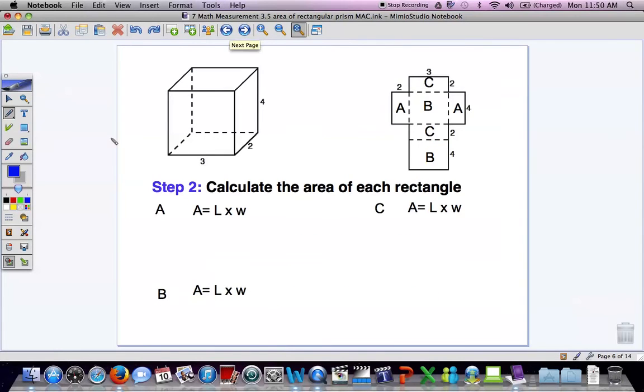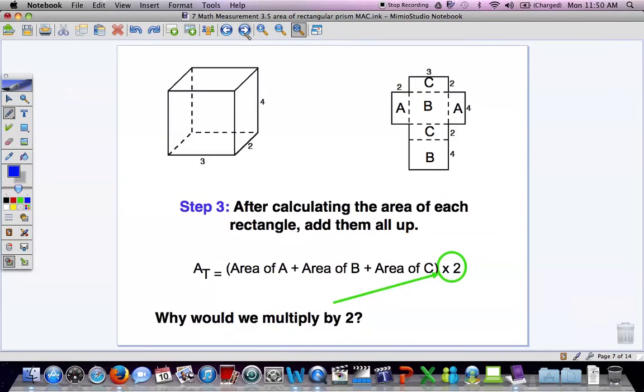So we calculate the area of each rectangle. So we're going to calculate the area of the A's, and it's just length times width. We're going to calculate the area of the B, and then we're going to calculate the area of the C. And it looks a little like this. The area total, which is the sum of all the faces of the rectangular prism, is the area of A, right here, plus the area of B, right there, plus the area of C. Now why do I say times 2?